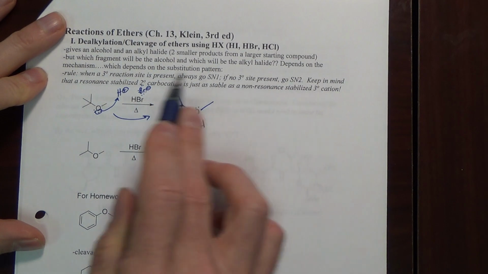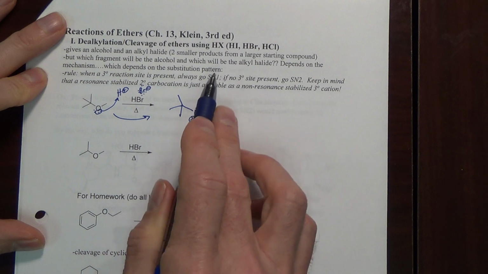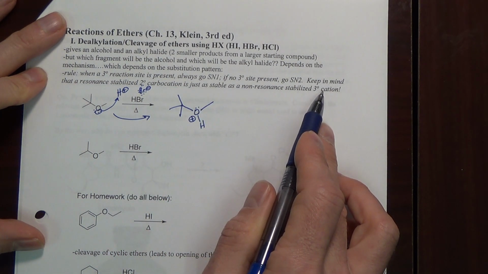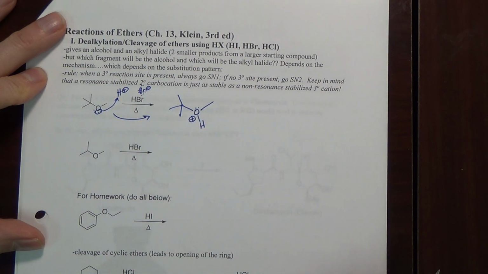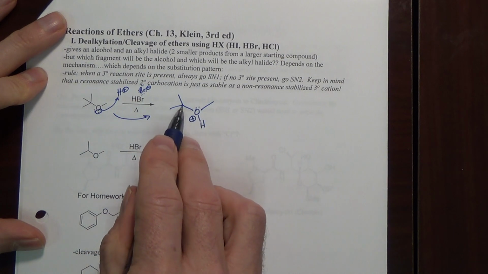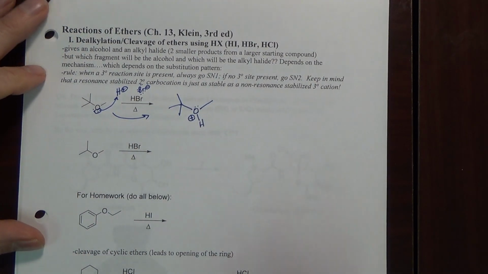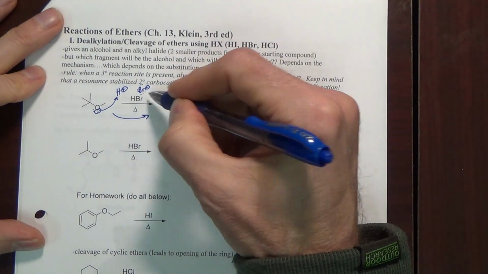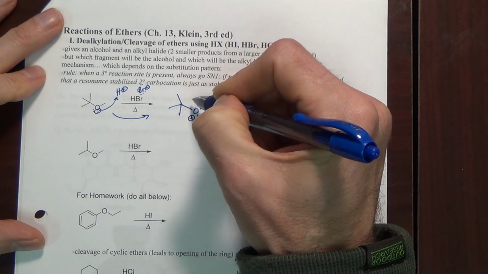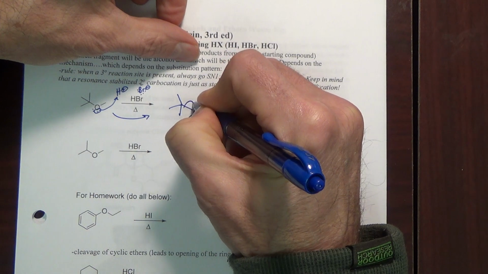Keep in mind that a resonance-stabilized secondary carbocation is just as stable as a non-resonance-stabilized tertiary carbocation. That's something we can refer back to later. It's an important statement. Okay, do we have a tertiary site? Yes, on the left. So we're going to go SN1. That means the bromide would never attack here, because you don't do SN2 at a tertiary carbon. Instead, SN1, which involves the leaving group just leaving.